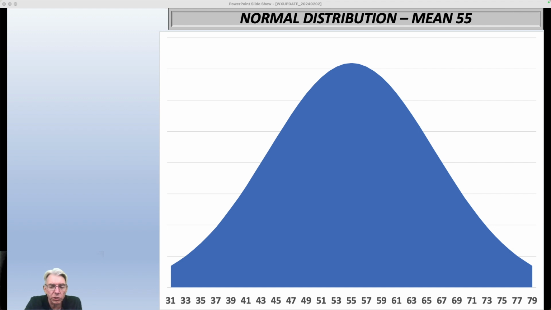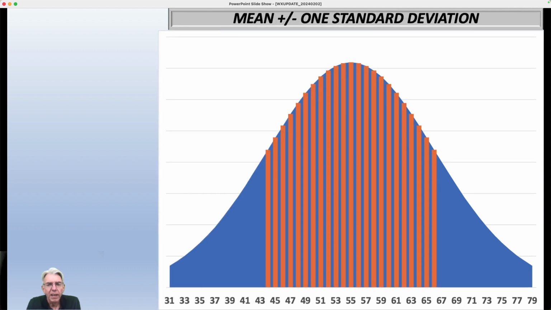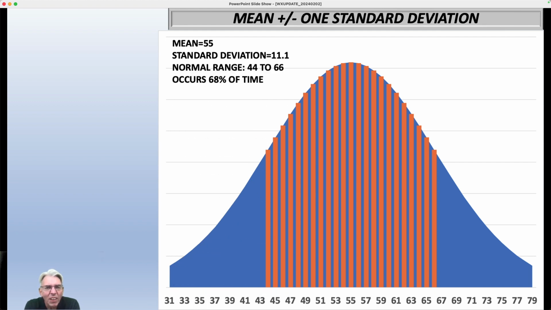So here's where we're starting off. And so what I'm going to do here, if I can get it to change, there we go, is I've now shaded in the area of the mean plus or minus one standard deviation. Now, the mean is 55. The standard deviation for this particular data set is 11.1. So if you add and subtract that number from 55, you roughly get 44 to 66, and that would occur in a normal distribution 68% of the time.